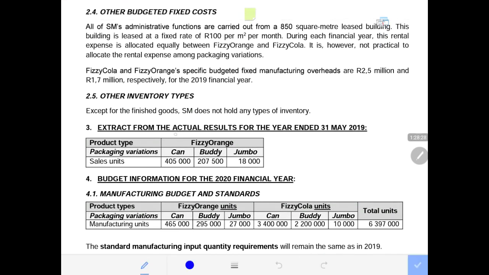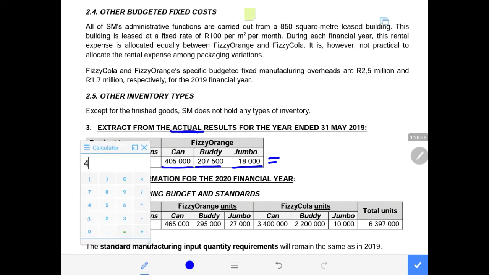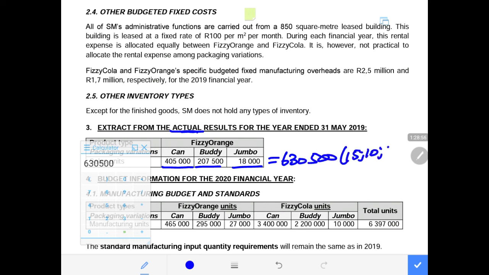We do have the actual sales for 2019: 405,000, 207,500, and 18,000. We need their total. 405,000 plus 207,500 plus 18,000 will be 630,500. This must be allocated in the ratio of 15:10:1. That is what must happen. We call that a standard sales mix.